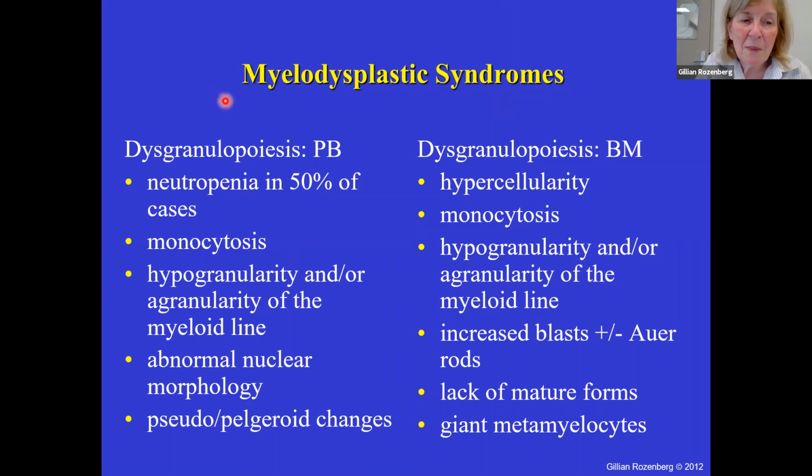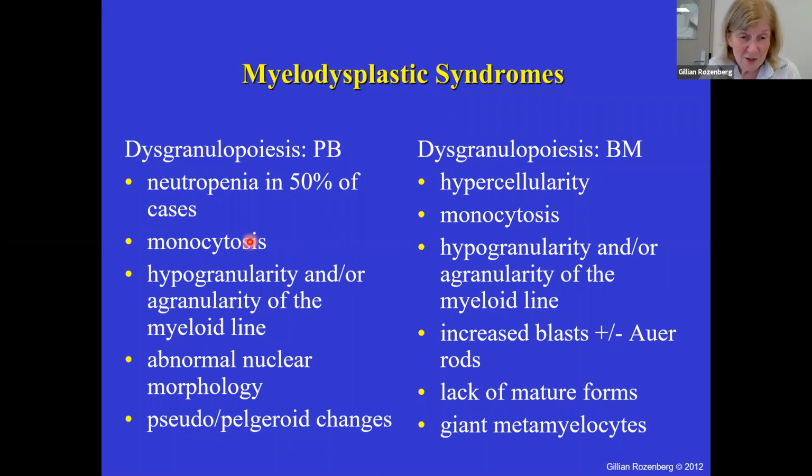So now let's talk about the changes you get in the white cells, namely the neutrophils or the myeloid line. And again, the term dysgranulopoiesis is used. So in the peripheral blood, we see neutropenia in approximately 50% of cases. We see a monocytosis. That's also one of the first things that might alert you to the fact that you've got an elderly patient with a high red cell distribution width, and then a monocytosis. And then you should go and look for all these other features that we're going through.